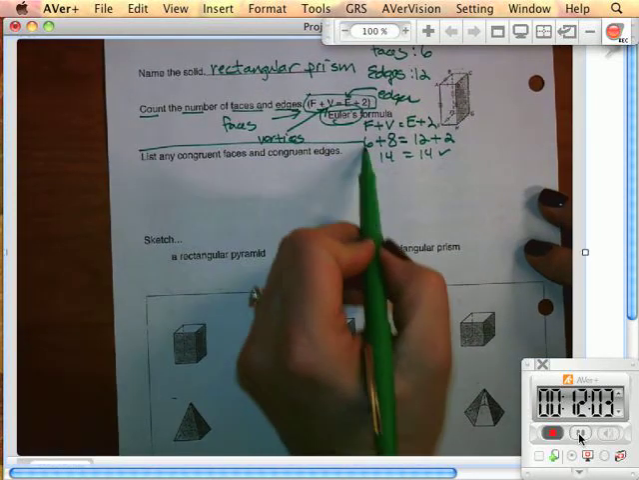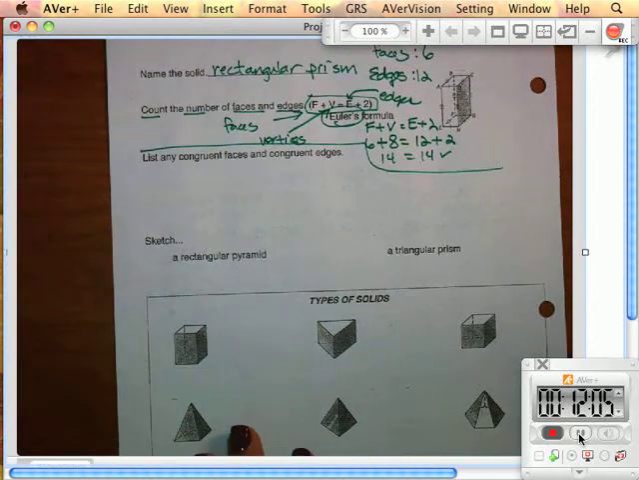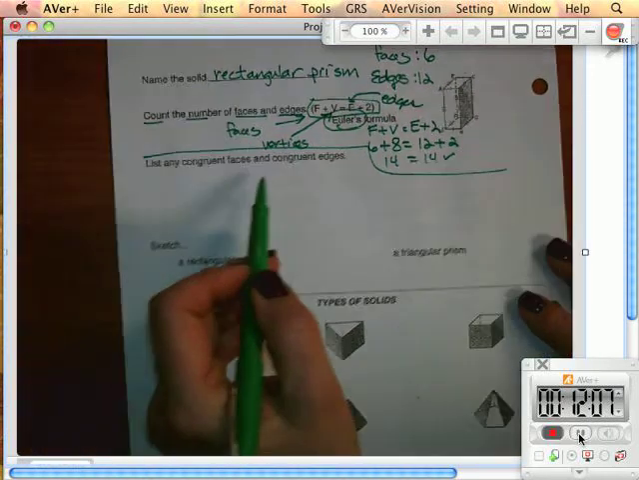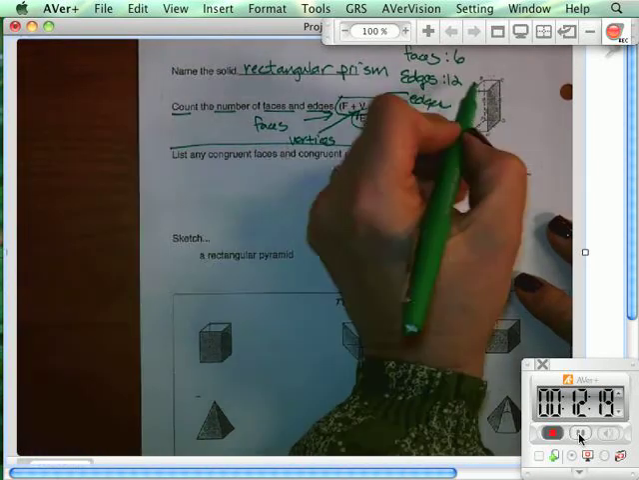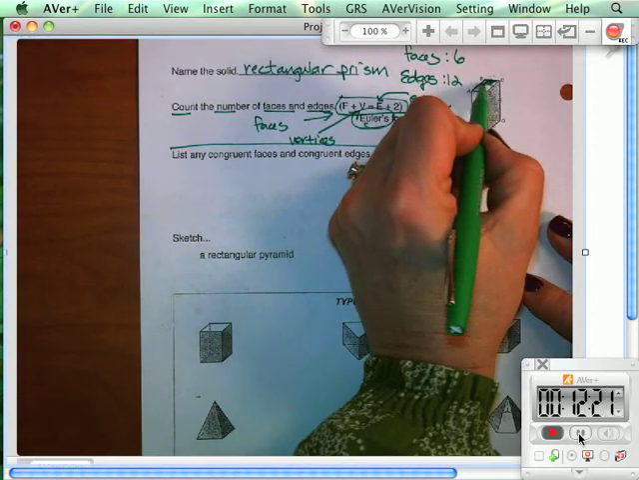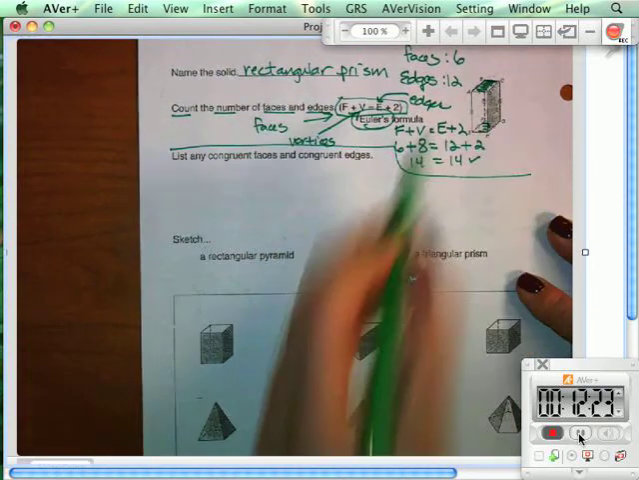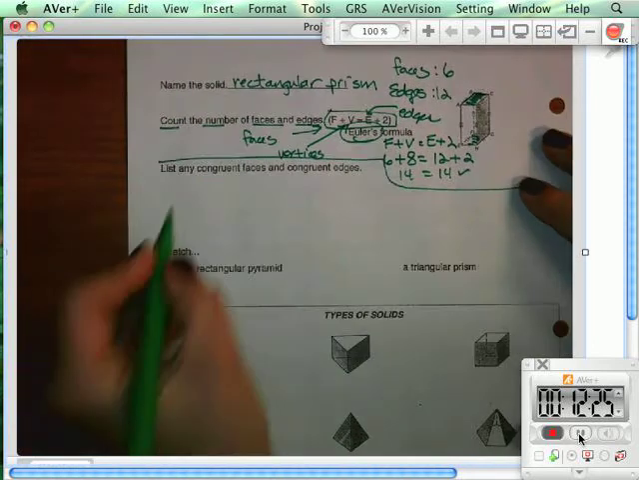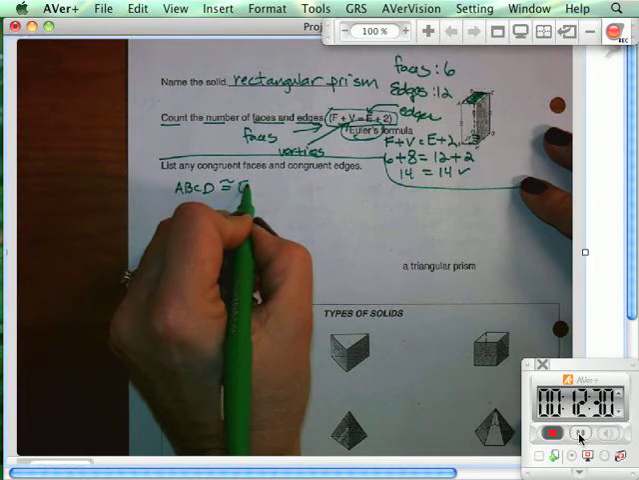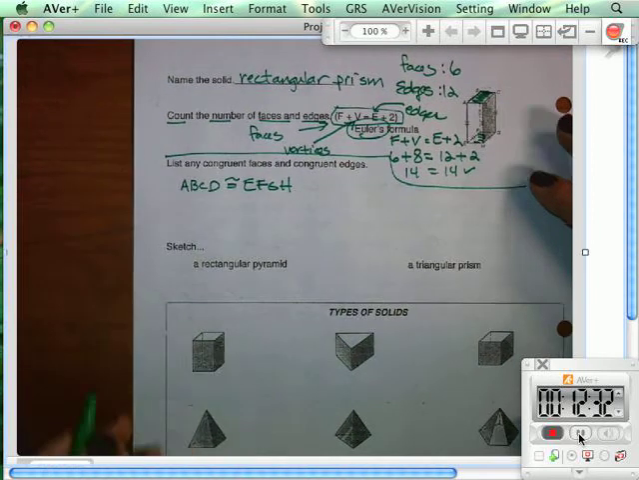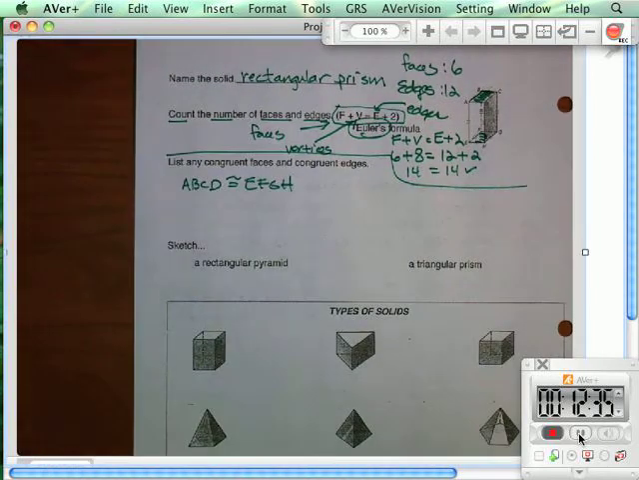Okay. So that is Euler. All right, so next step says list any congruent faces and congruent edges. Now there are a ton. I don't really want to name them all. I'm going to show you a couple. I'm going to say, okay, A, B, C, D. This up here is congruent to the bottom one, isn't it? So I'm going to say A, B, C, D is congruent to E, F, G, H. That's a pair of faces right here.